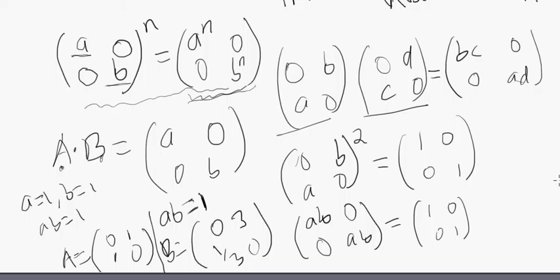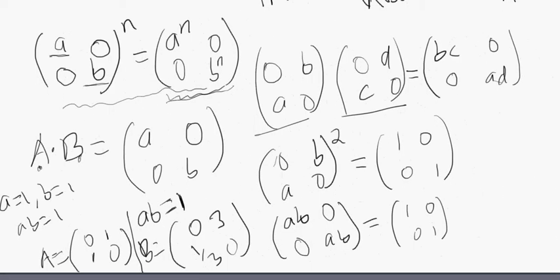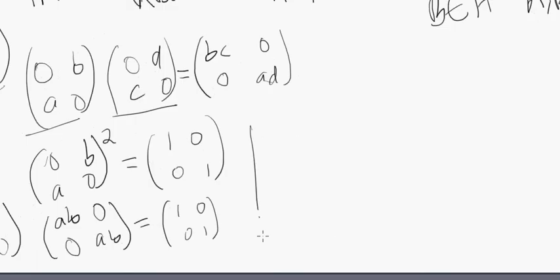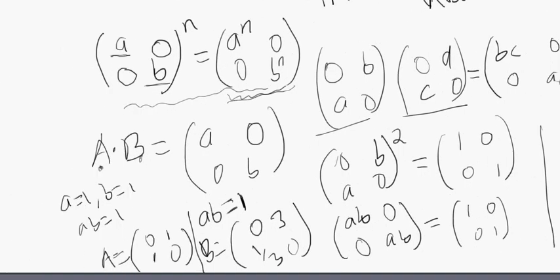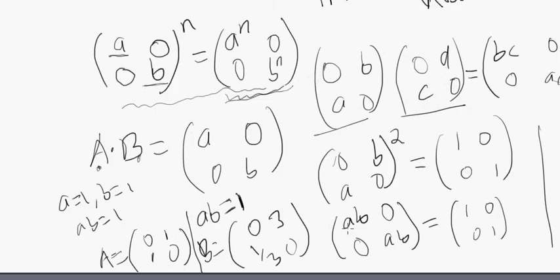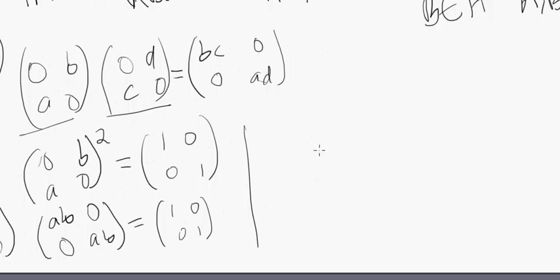Now, of course, notice what this suggests. We chose A equal to 0, 1, 1, 0, and B equal to 0, 3, 1/3, 0. But really all we needed was for these off-diagonal entries to have the property that the product equals 1. So in reality we could have chosen any A that's of the form, sorry, it's the other way around.